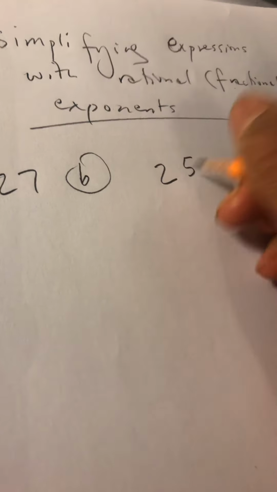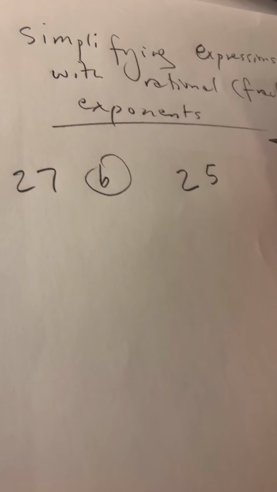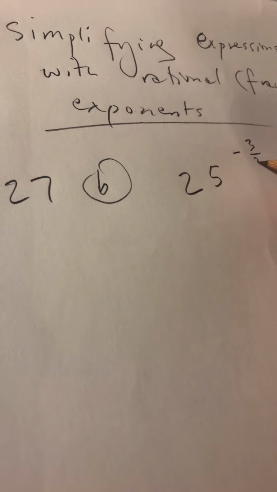So we are continuing simplifying expressions with rational or fractional exponents. And so this brings us to 27b. We did 27a in the previous video. So we have 25 to the negative 3 over 2. We're trying to simplify that.